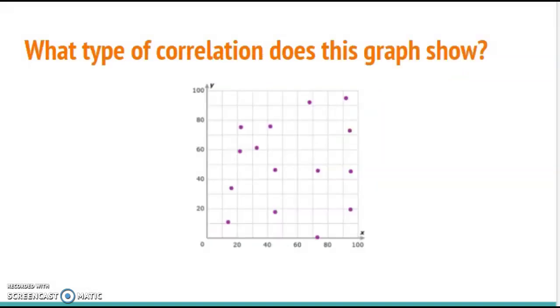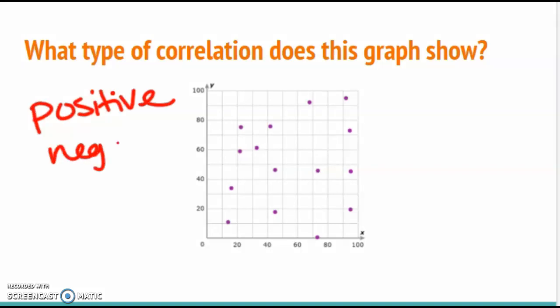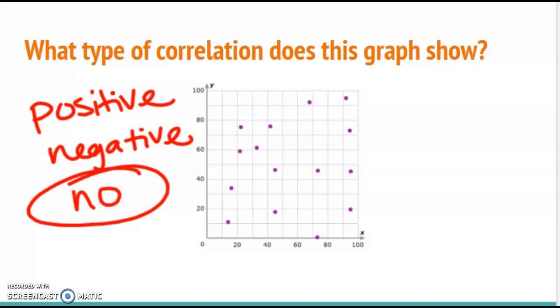Next, I want you to think about what type of correlation this graph shows. So does it have a positive, does it have a negative trend, or no trend? Since the scatter plot points are all over the place, you should have said no correlation.